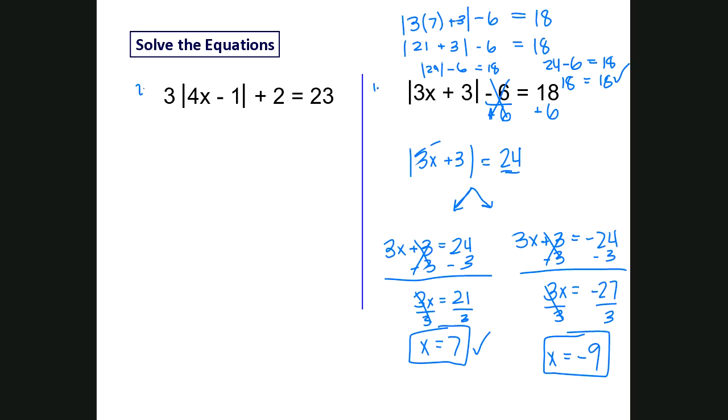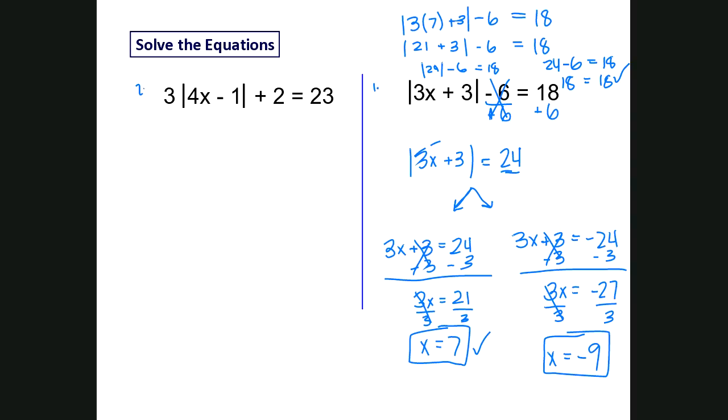Okay, so let's do the second problem now. This one looks a little bit different because we have this 3 that's being multiplied in front of our absolute value. And this is another thing that I saw mistakes on the assignment number 12. So pay close attention so you know how to do this. I can tell you right now that there's a test question that has a number being multiplied by your absolute value like this.